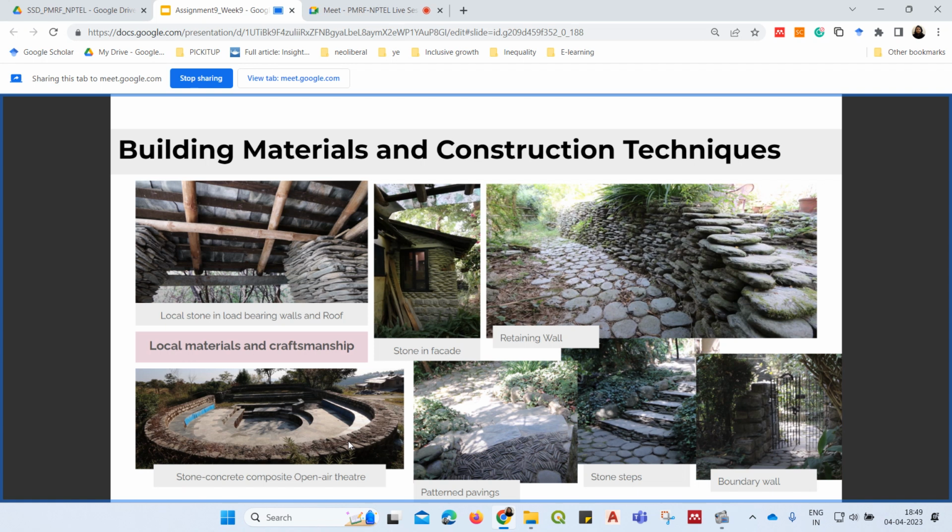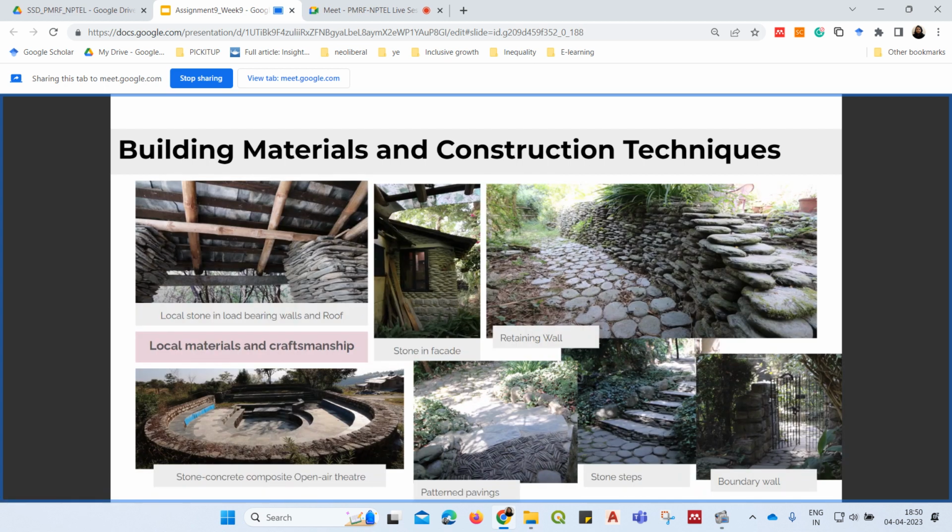So always, contemporary architects borrow from the local techniques, but sometimes they use composite building techniques. Like here she has mixed stone with concrete to create an open air theater. This is not possible just following the local construction techniques and materials. That is why wherever needed, she has used composite building and construction techniques. Then she has created patterned pavings using the stone to create interesting patterns in the landscaped areas. And then for steps, she has used a combination of the river stones and the slate. Then even to create boundary walls and things like that.